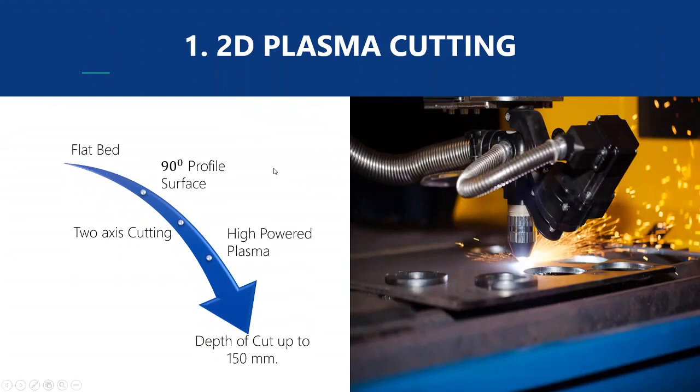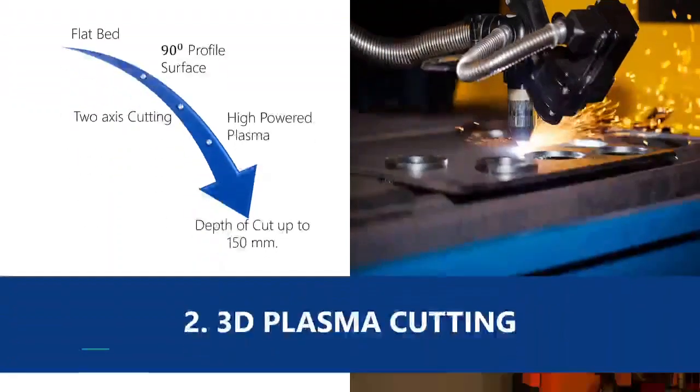2D plasma cutting. In this case we have a flat bed and the cutting tool cuts the flat sheet at 90 degrees. This is also called a two-axis cutting. The depth of cut can be as high as 150 millimeters.